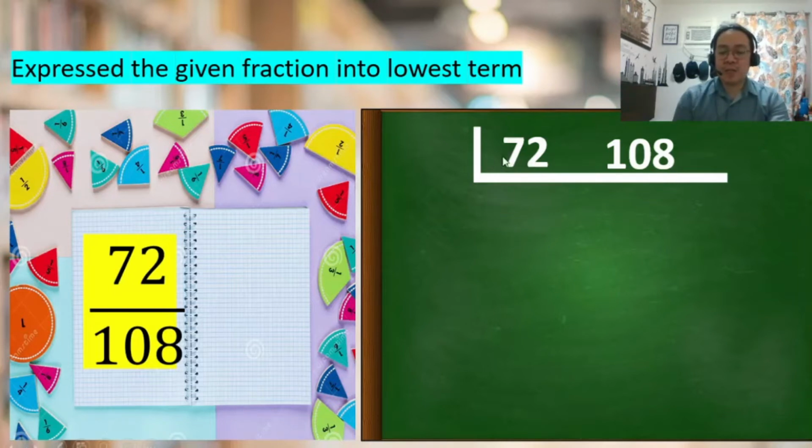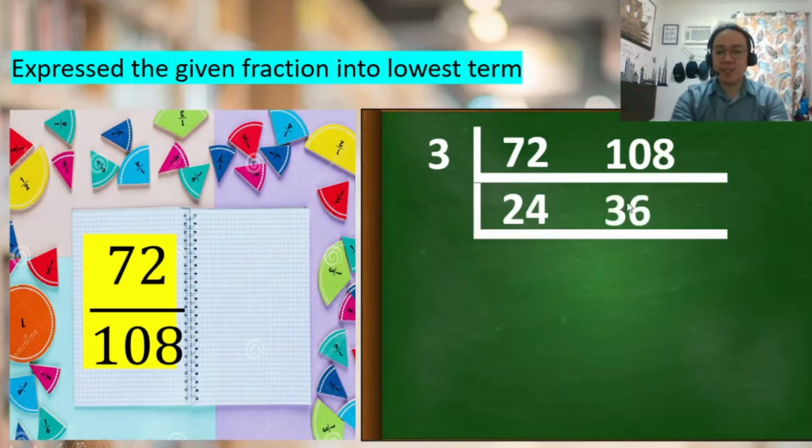Ano yung number na yon? So, we can use 3. Si 72 and 108 ay divisible ng 3? Yes. 72 divided by 3 is equal to 24. 108 divided by 3 is equal to 36. Pero kung may maisip pa kayong ibang number na they are both divisible by, pwede yun. Binigay ko lang na sample si 3.